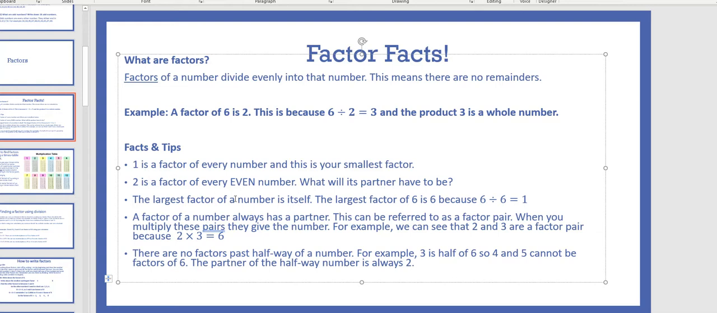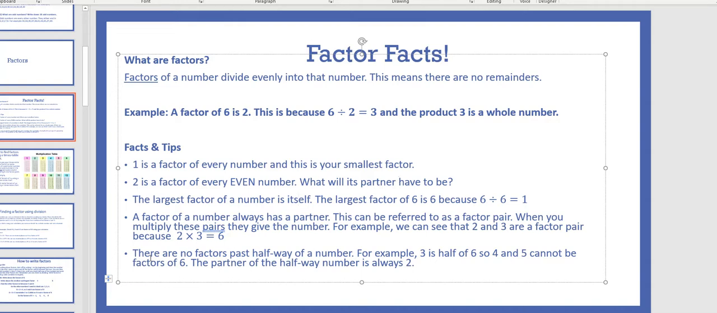Now, 2 is a factor of every even number. So that's using your divisibility skills in a previous slide. Now, if 2 is a factor of every even number, what will its partner have to be? So have a think about that. I'll give you a hint. How do I half a number? What do I divide it by?